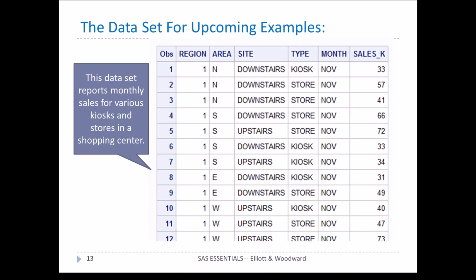All right, so let's look at the data set that we're going to use. This is just a simple made-up data set, where we have a region. These are stores, which are either regular stores or kiosks within a mall. So we have areas north, south, east, and west. They're either upstairs or downstairs in the mall. They're either a store or a kiosk. And we have monthly data. In this case, we see some November data and the sales in thousands. So this downstairs kiosk listed first, its November sales was 33,000.